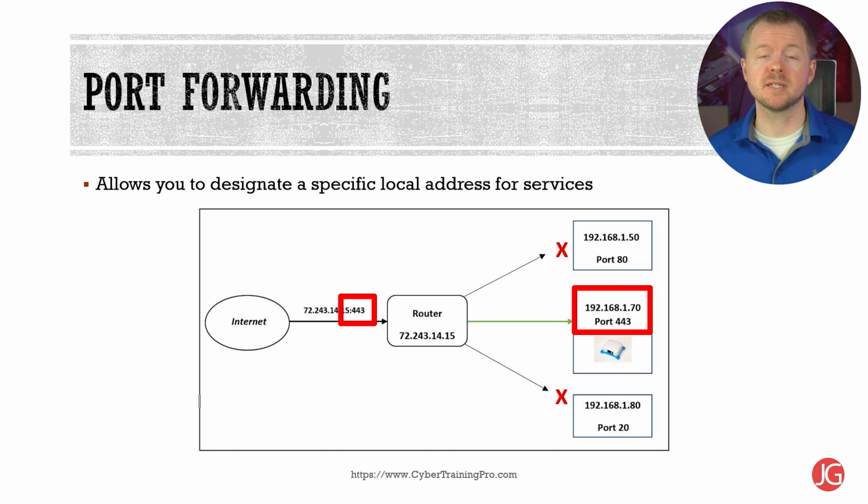Port forwarding allows you to designate a specific local address for various network services. So if a host tries to access port 443 on our public IP address, our router examines that request and it knows where to send it. Both PAT and port forwarding are easy to configure on consumer routers, and even on enterprise equipment, it's not that difficult, but it does require a little bit of work.